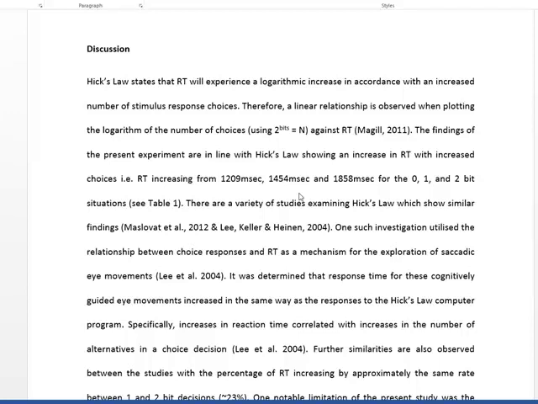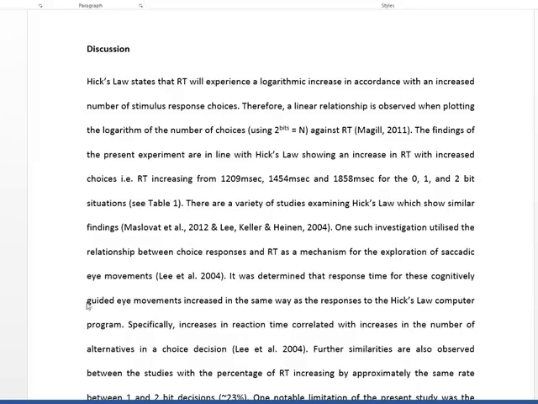The second thing is we need to report key findings of a similar scientific study. So somewhere in our discussion and conclusion section, we need to show what the data is or show what the findings are of another study. This is done many times in this section. Probably the first and easiest to find here is we've got a section that reads, there are a variety of studies examining Higgs law which show similar findings. One such investigation is blah, blah, blah. And there's an example of showing the results from a similar study to the study that I have.